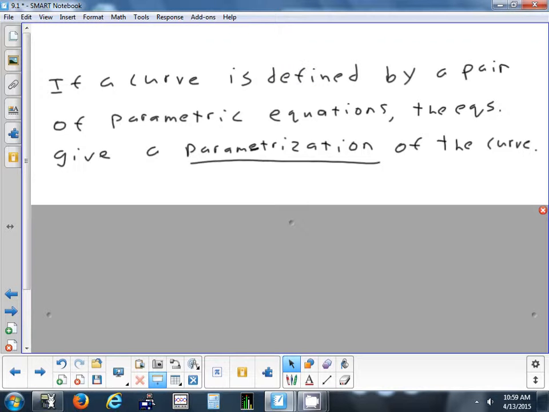Right, so now, another way of saying the same thing we just said. If you have a curve defined by a pair of parametric equations, we say that these equations give a parametrization of the curve.